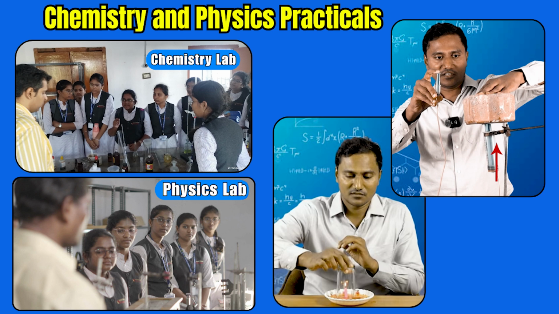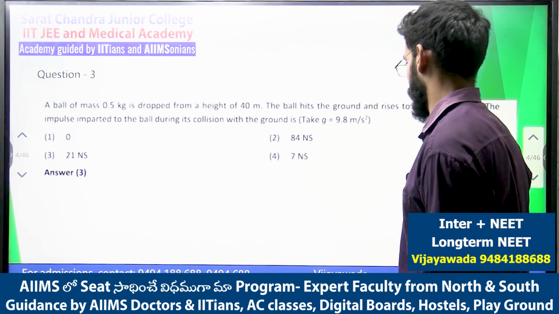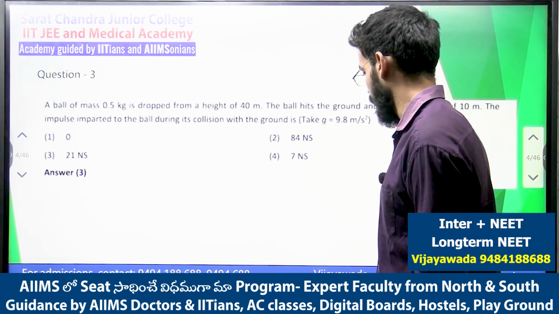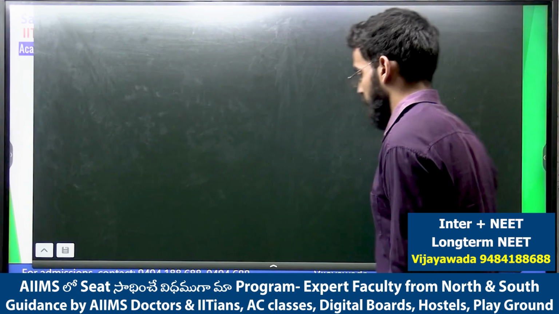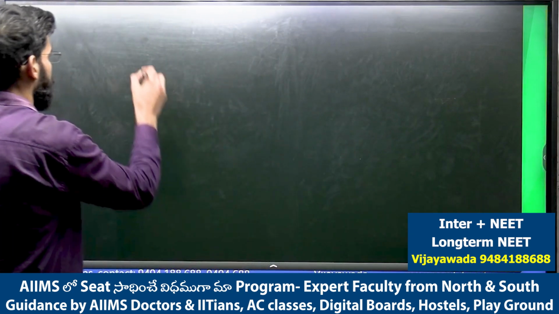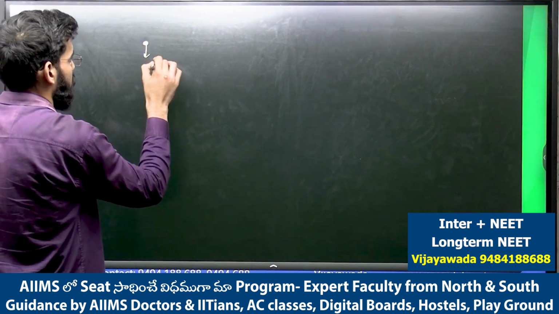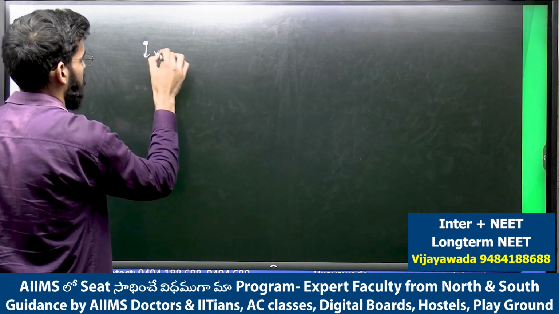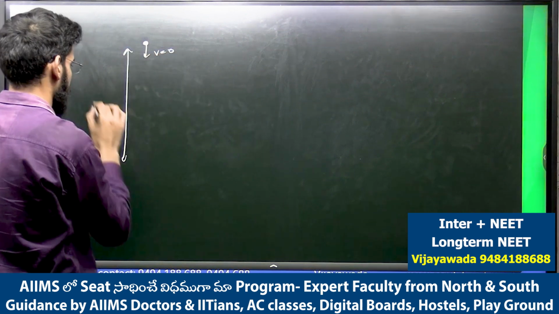A ball of mass 0.5 kg is dropped from a height of 40 meters. The ball hits the ground and rises to a height of 10 meters. The impulse imparted to the ball during its collision with the ground is? Now you have to understand that if he is asking for the impulse, then we have to go for the change in momentum. Correct? So the ball is dropped, and dropped means v equals 0, from a height of 40 meters.